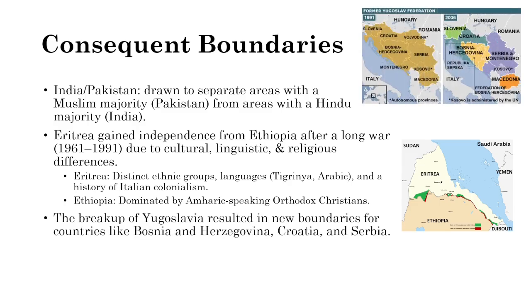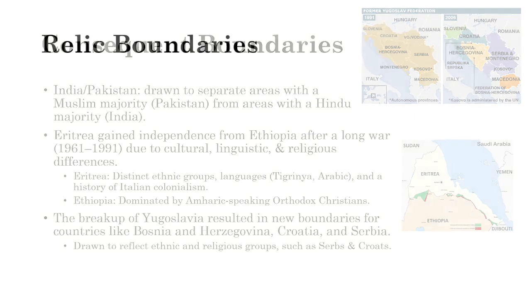The breakup of Yugoslavia into many different states like Croatia, Macedonia, which becomes North Macedonia, Serbia, Bosnia and Herzegovina. A lot of these nation states have developed due to the breakup of Yugoslavia. There were so many different political differences and cultural differences between these different nations that resulted in the breakup of the country in 1991. It was drawn to reflect the different ethnic and religious groups such as the Serbs and the Croats.